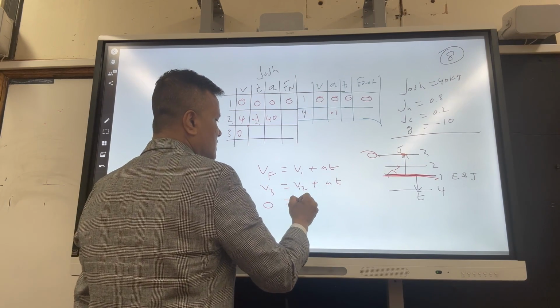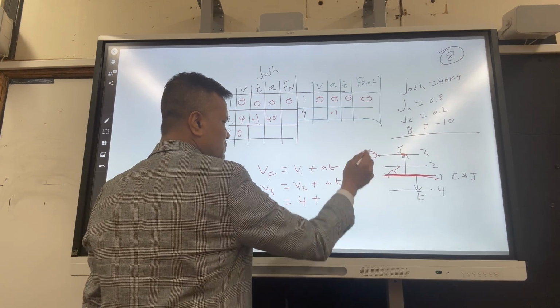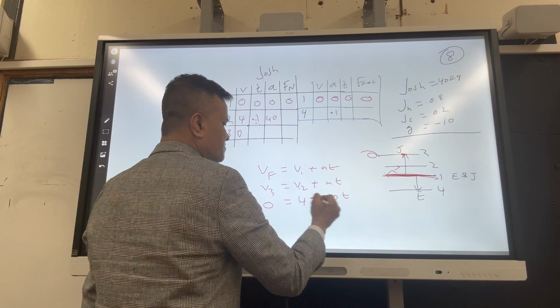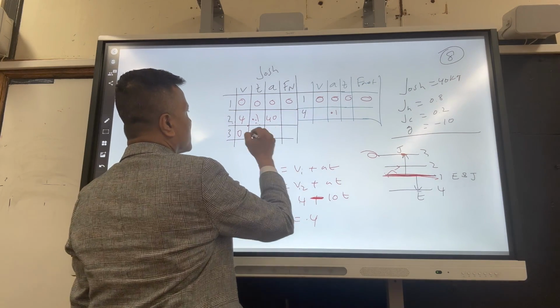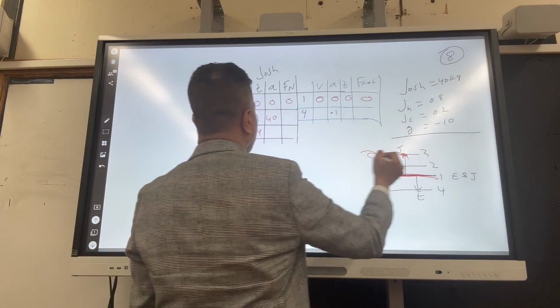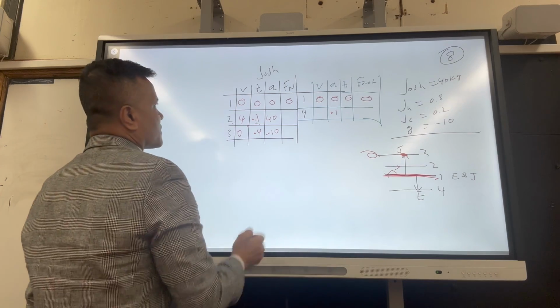Location 2 velocity is, of course, 4 plus a, and a is gravity because you're in free fall, so negative 10t. And so t is 0.4. Acceleration: what is the acceleration over here? It is negative 10. Okay, great. Now we're going to find net force.